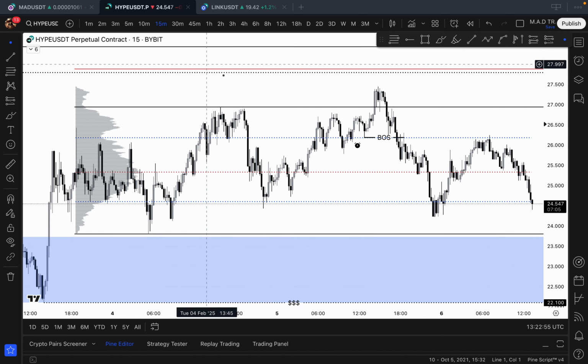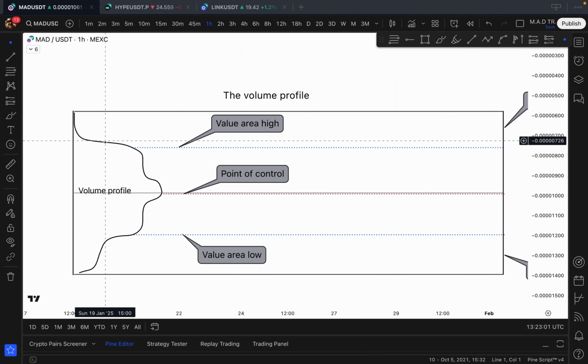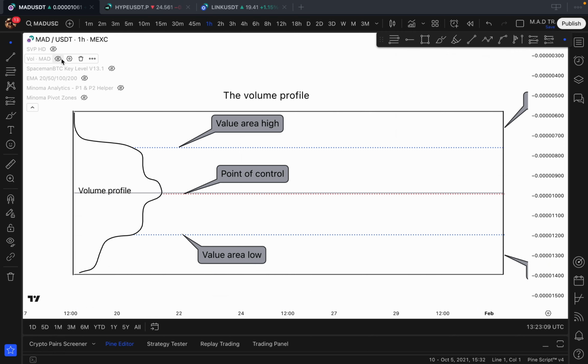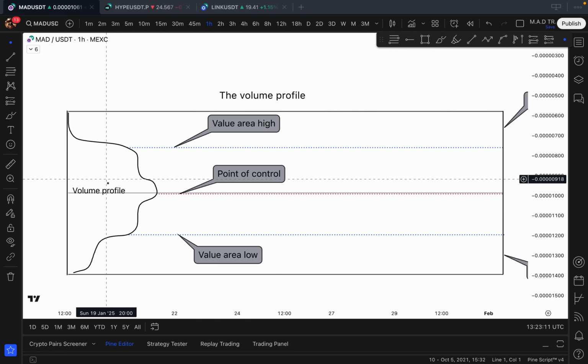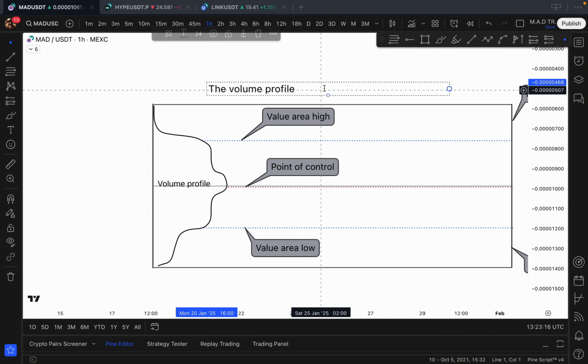Let's start by discussing what the volume profile is. The volume profile basically shows you the volume divided on the horizontal axis. Normally you see volume vertically, but with the volume profile you can see it horizontally. I use it when I'm trading ranges.